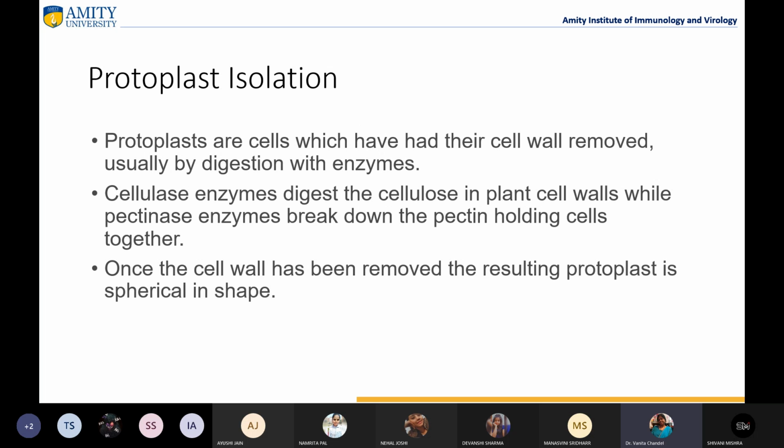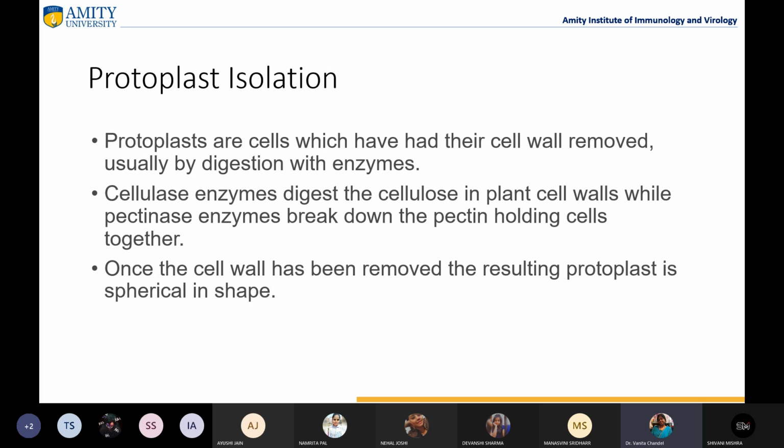So first was the protoplast isolation. This we missed last time. We know the protoplasts are the cells where the cell walls are removed. We don't have cell walls, right? Naturally, these things are not there. We need to remove those cell walls and isolate the protoplast in order to go through this process, right? So protoplasts are the cells which have had their cell walls removed, usually by digestion with enzymes, right?